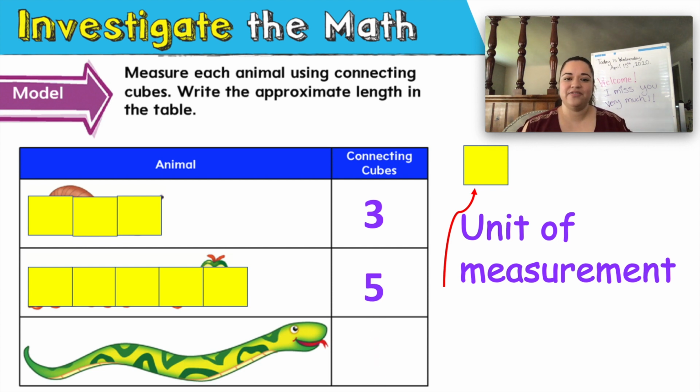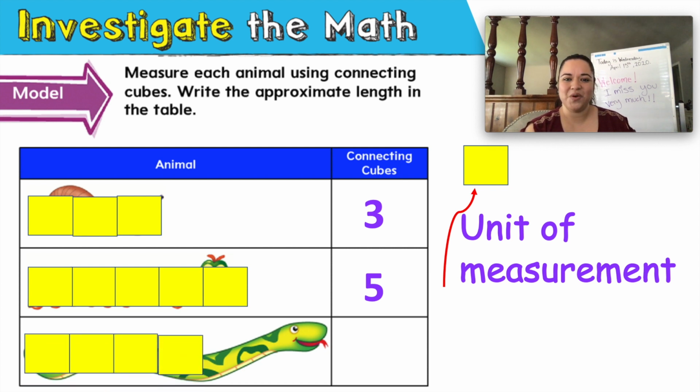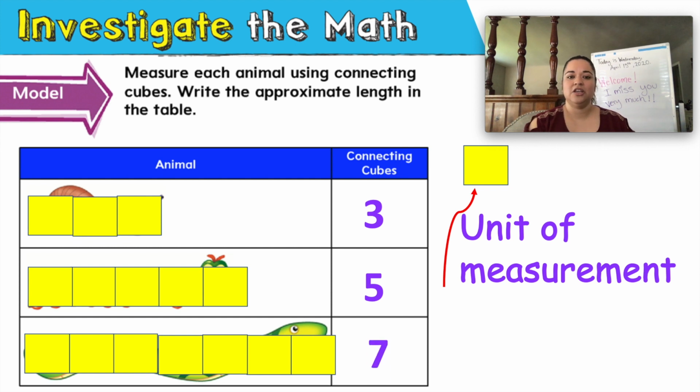Now look at the snake. It's longer or shorter than the centipede? Longer. So about how many cubes do you guys think I'm going to need for the length of the snake? Count with me. 1, 2, 3, 4, 5, 6, 7. So the length of the snake is 7 cubes.